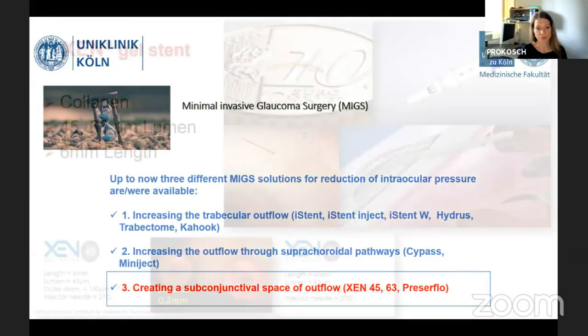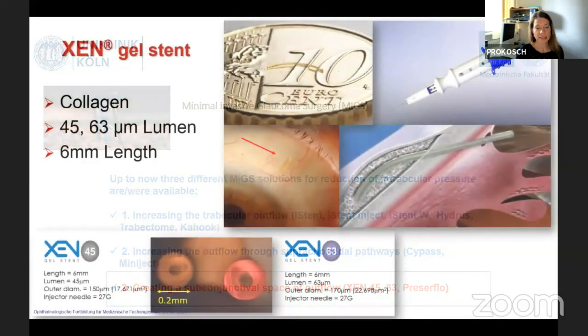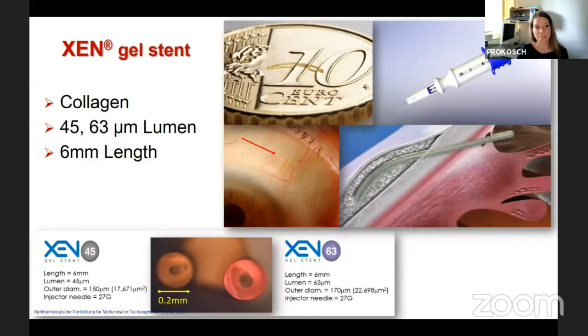That's the other concept. The third one is creating a subconjunctival space, nowadays named as LIGS rather than MIGS, maybe as less invasive, because you still touch the conjunctiva, you have better IOP lowering effect with more complications. And you can see here the Xen stent and the PreserFlo, which I haven't shown here, is a similar device, but you have to open the conjunctiva completely. The Xen has been launched as a 45 one, but now the 63 is available, having the advantage that the lumen, as you can see here, is 63 micrometer, is slightly bigger, so having a better flow.